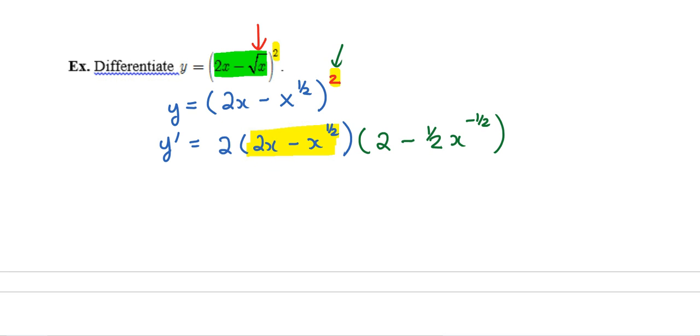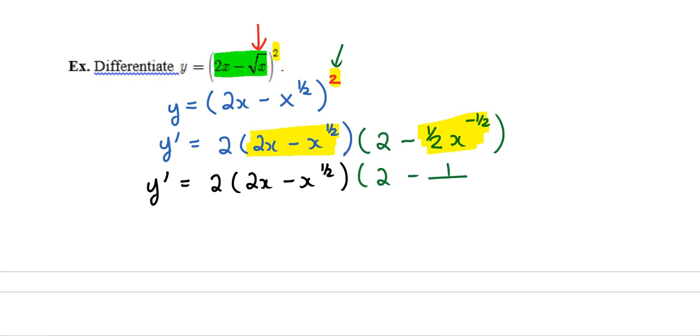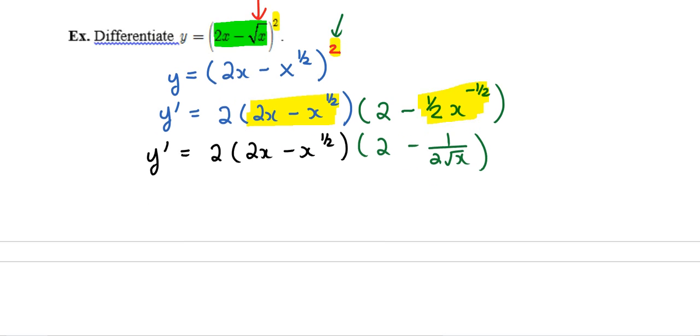Now, before we finish off this problem, it's generally good practice to simplify. So this is the same thing as 2 times (2x minus x to the 1/2), and next I'm going to simplify this part, the 1/2 power, and that's simply going to be (2 minus 1 over 2 root x). So the final thing I would recommend on that problem is to simplify as much as you can, and then that will be your final answer. Alright, let's move on to the next example.